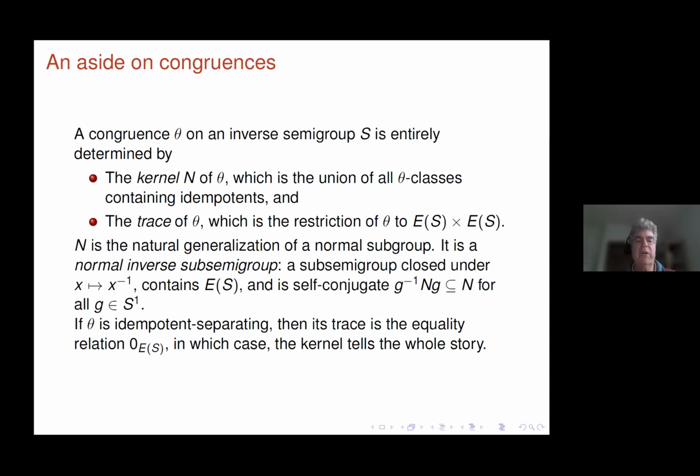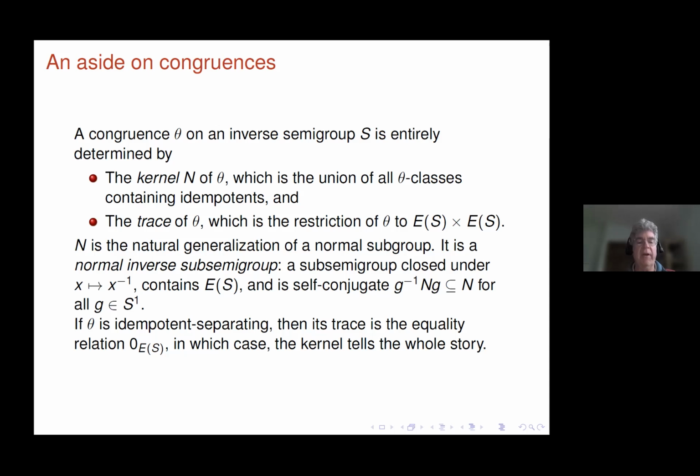So the kernel here, which I've called N, is the natural generalization of what a normal subgroup should be. It's known as a normal inverse subsemigroup. It's a subsemigroup, it's closed under taking inverses, it contains all the idempotents, and it is self-conjugate: conjugating the whole subset stays inside the subset.